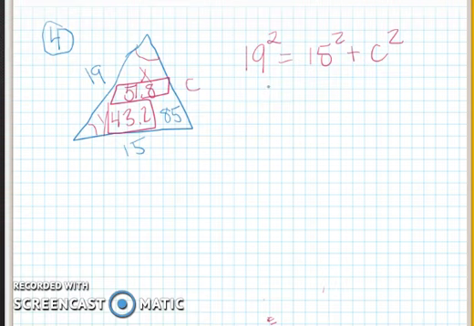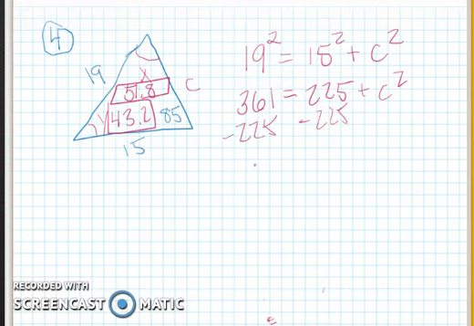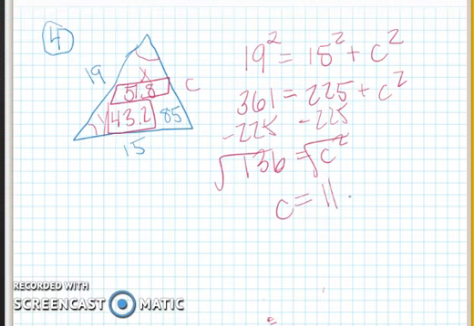19 squared is 361 equals 15 squared, which is 225, plus c squared, and then we're going to go ahead and subtract the 225. Okay, so 361 minus 225 equals 136 equals c squared, and then take the square root of that. And c equals 11.6. Cool. There we go.